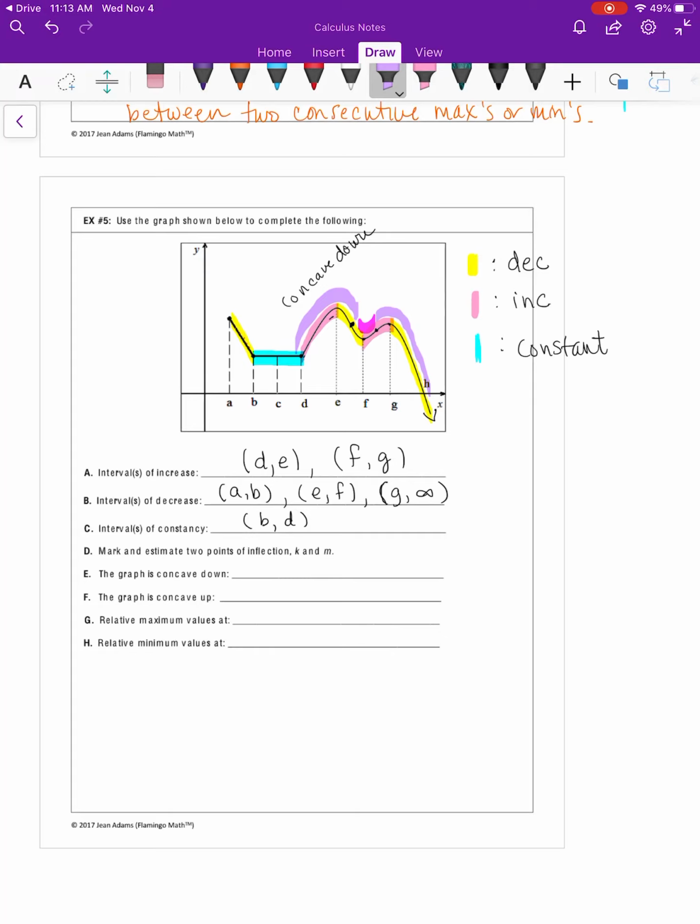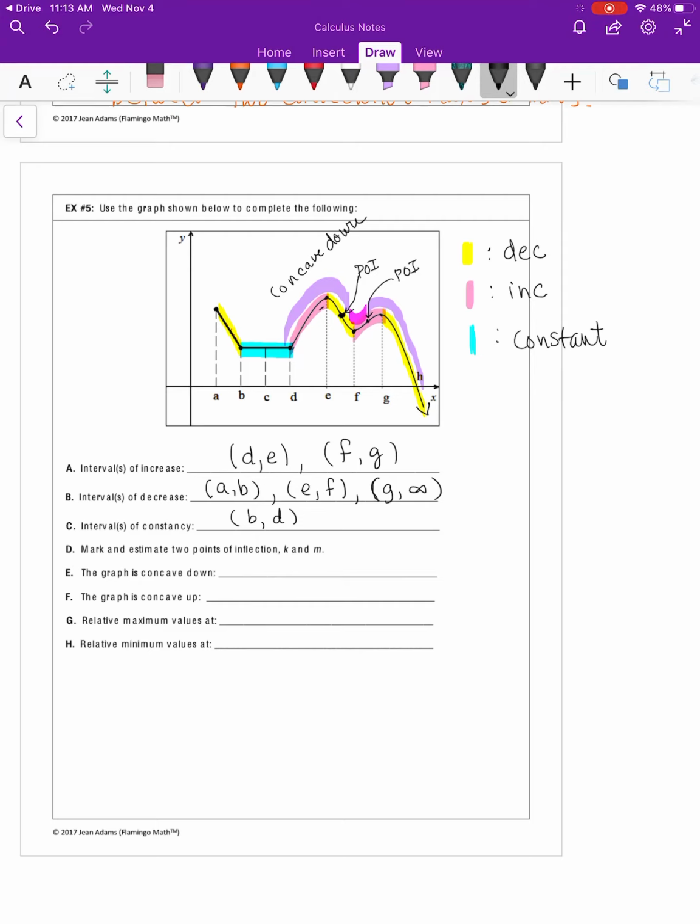I do also want to show you that this right here is halfway between the maximum here and the minimum right here. That would be considered a point of inflection. And again, the point of inflection is where concavity changes. So it's going from being concave down along here to concave up at this point of inflection, and then it goes from concave up to concave down at this point of inflection. Okay, so you can see where all this is.